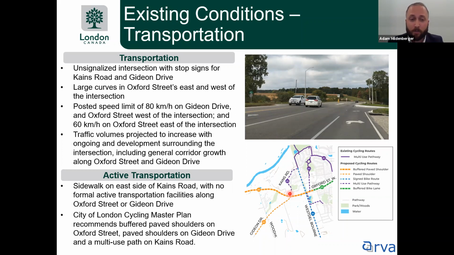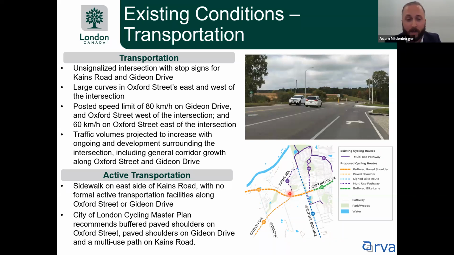The city's cycling master plan recommends what's called buffered paved shoulders on Oxford Street. So what a buffered paved shoulder is: Oxford Street would have a white edge line at the edge of the traveled lane, which the vehicles use. And then there would be a paved shoulder section that cyclists could utilize. And when I say buffered, that means that white edge line would be much thicker than what you normally see. It would likely be 2 lines running parallel, commonly with some sort of hatching in between, which increases the separation between cyclists who are riding in the shoulder and vehicles in the travel lane.